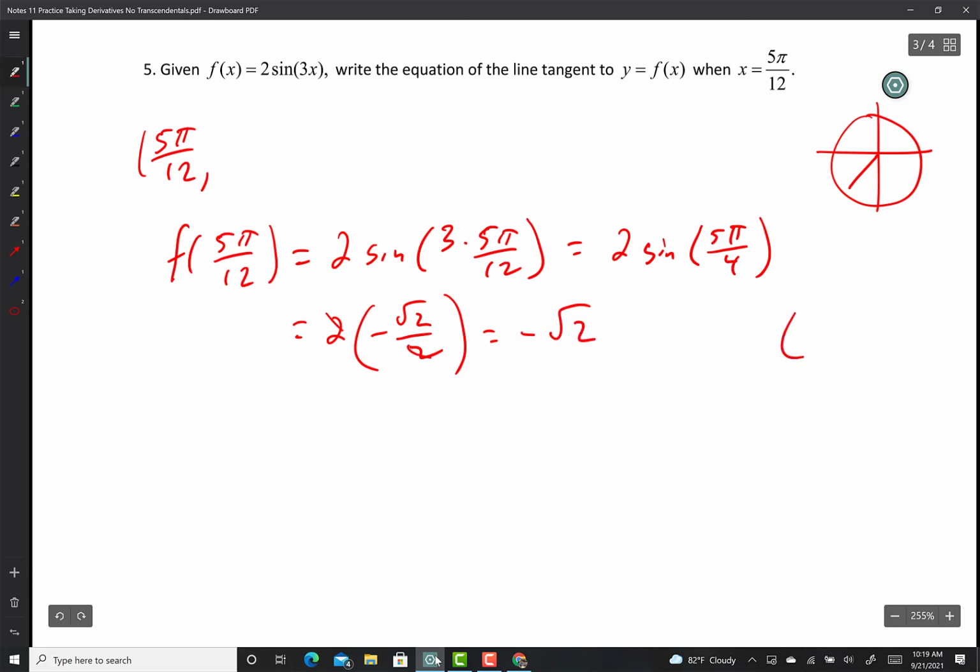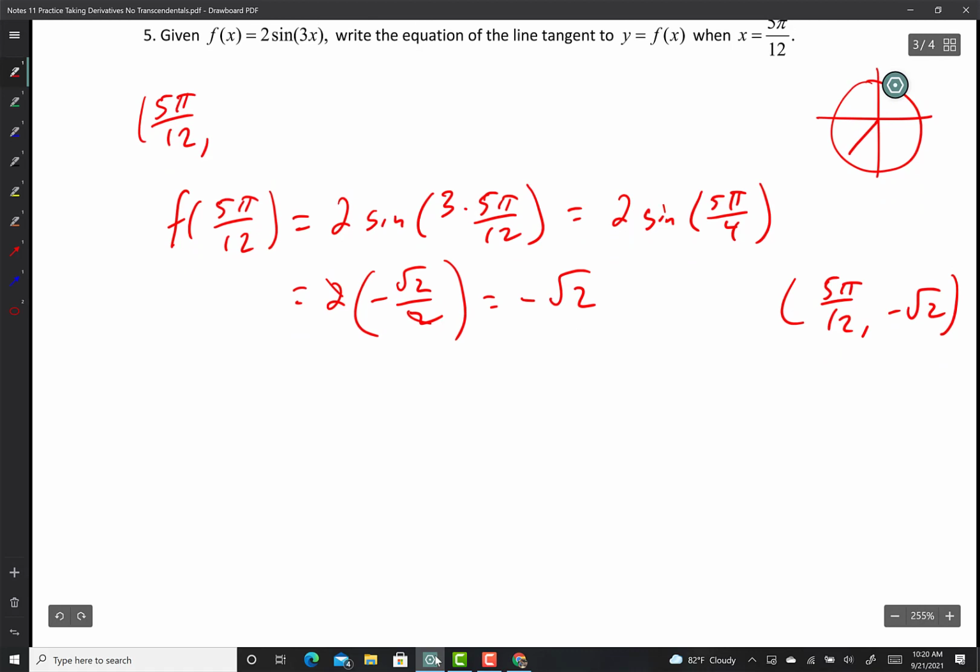So I got my point. My point is 5 pi over 12, comma, negative square root of 2. Now I need to find my slope. I'm going to take a derivative. It looks like chain rule, but it's not a fancy one. The derivative of 2 sine 3x is going to be 2 cosine 3x times 3. If you feel that you're pretty advanced, then you could have just done it immediately: 6 cosine 3x. We're not there yet, but second semester we'll just go ahead and do that. But for now, 2 times 3, 6 cosine 3x.